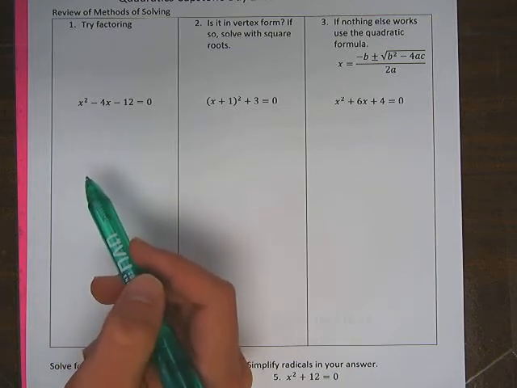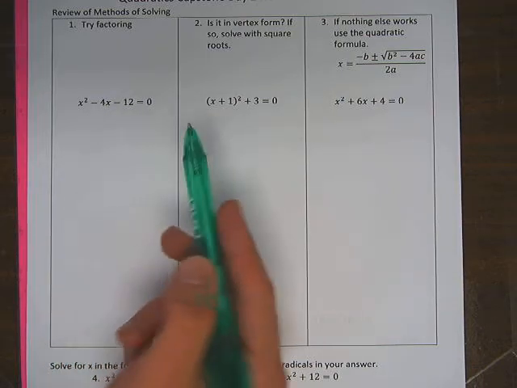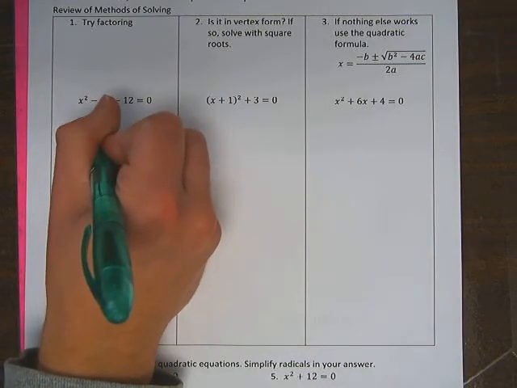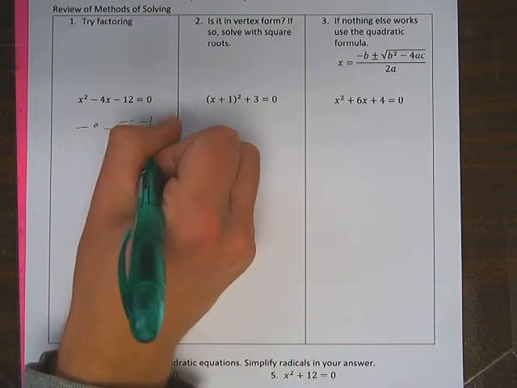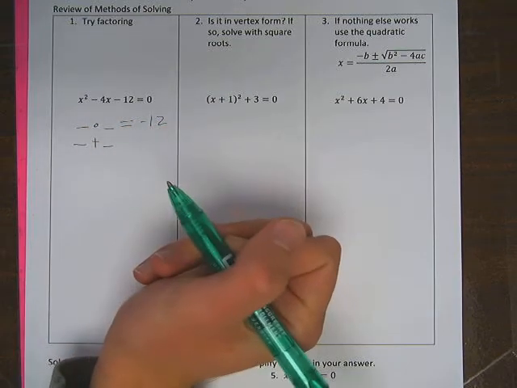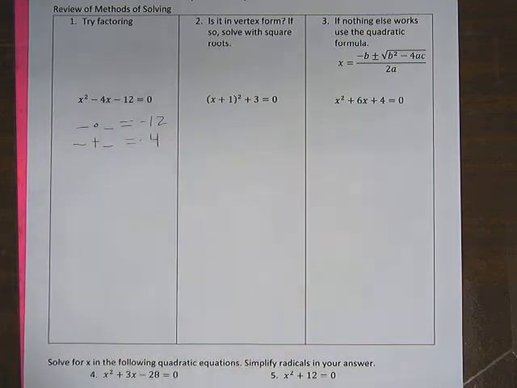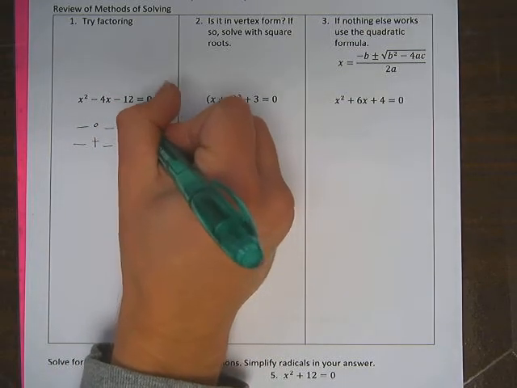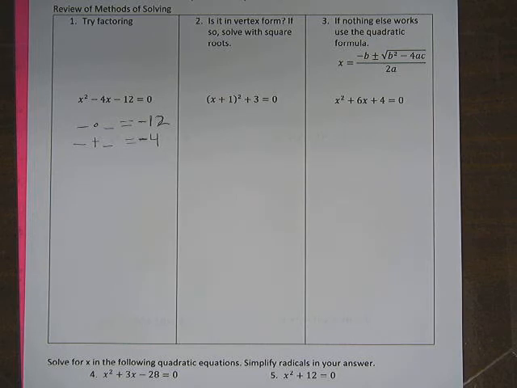Well, if you remember back to our factored form unit, the way that we check to see whether something can factor is we look for numbers that multiply to the c, so this would be negative 12, and add to negative 4, that middle number in front of the x. Hopefully you can see those negatives. So we want numbers that multiply to negative 12 and that add to negative 4, okay? So we want to think, what kind of numbers go into negative 12?